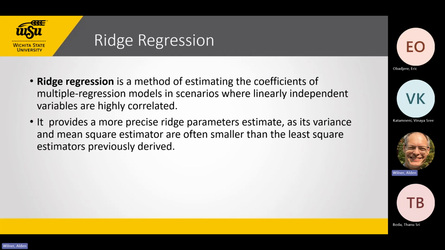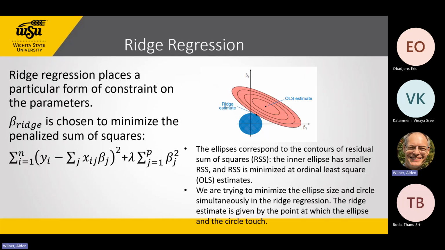So what we want is something where we tie the two variables to each other more closely, so that the commonality in their measurements is reflected in the importance in the model. So its variance and mean square error is often smaller than the least squares estimators we derive for a standard linear regression. What are we doing?